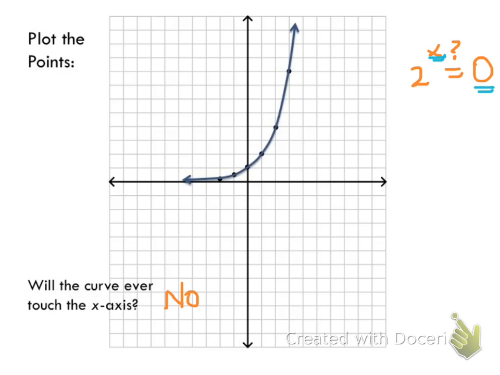Okay, so one of the things that is unique about the exponential function is that there seems to be this horizontal asymptote that prevents the graph from going below a certain point. And that's going to be useful to us here in just a minute.